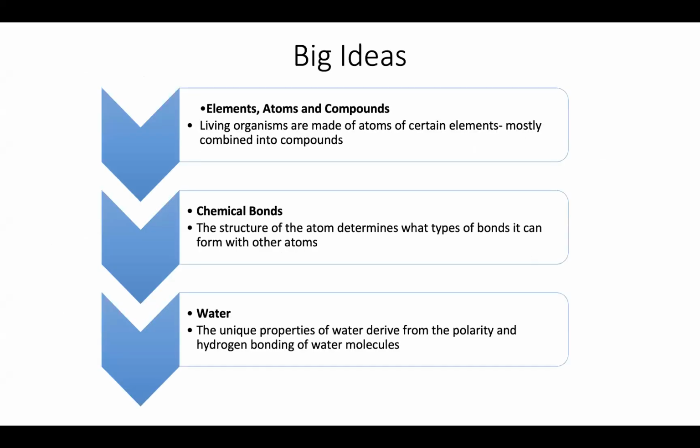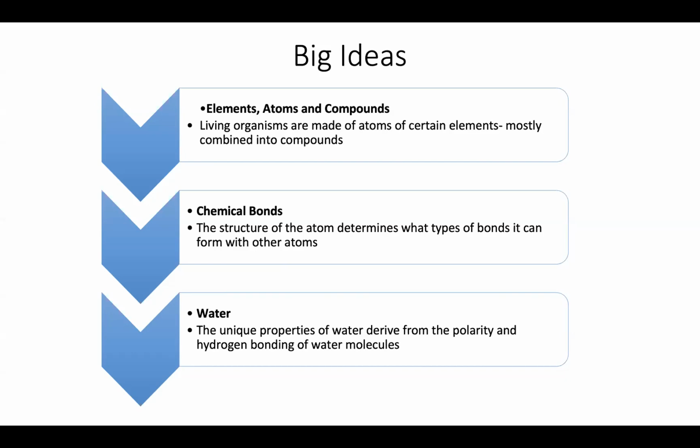Are my slides advancing? Yes. Okay. Big ideas: elements, atoms, and compounds. Living organisms are made of atoms of certain elements that mostly combine together into compounds. So we're going to take a look at that today. These elements interact together to form molecules that we call compounds.